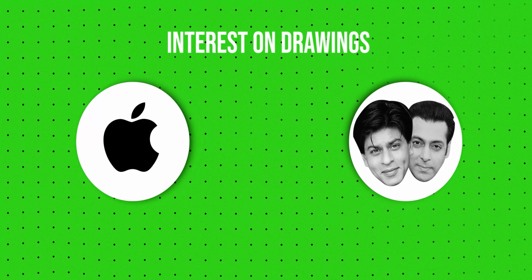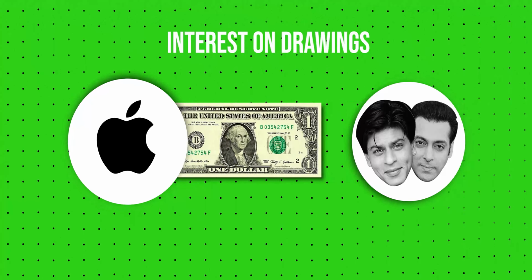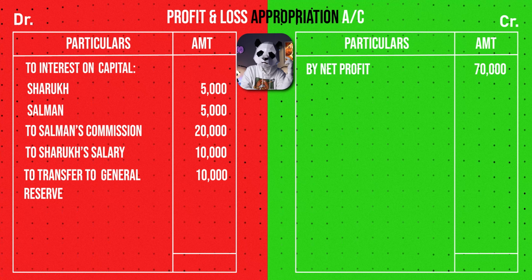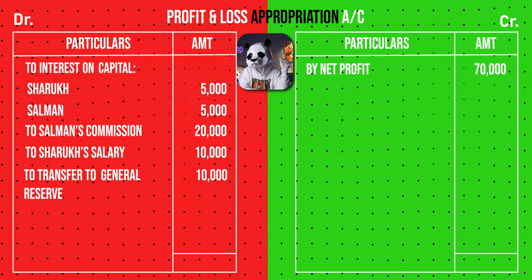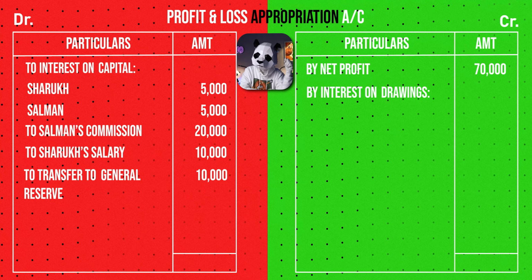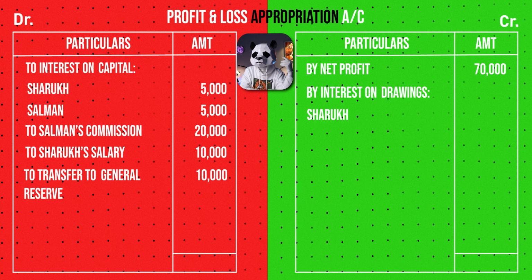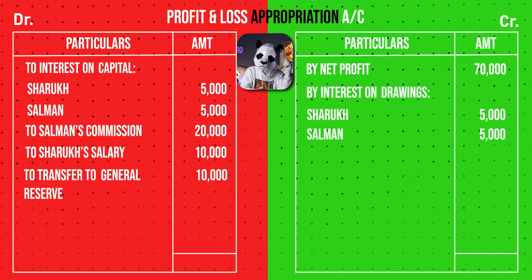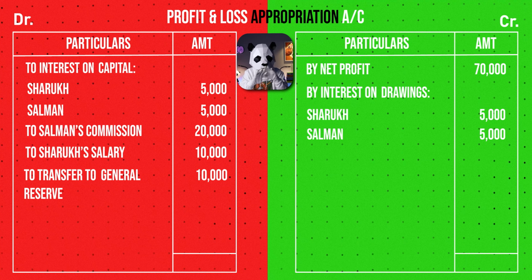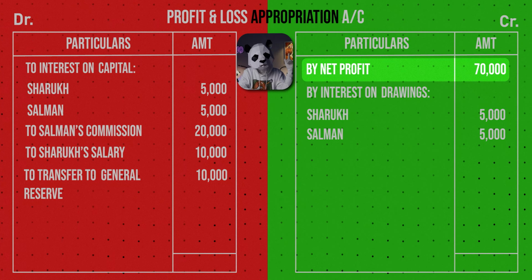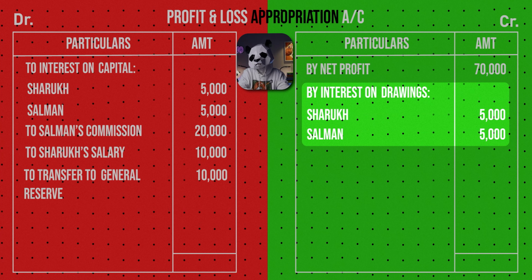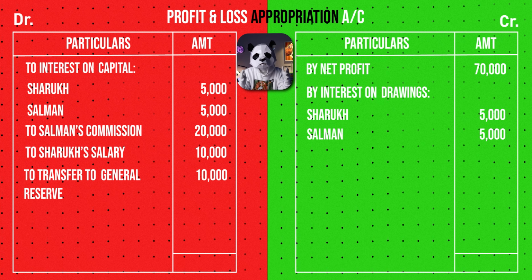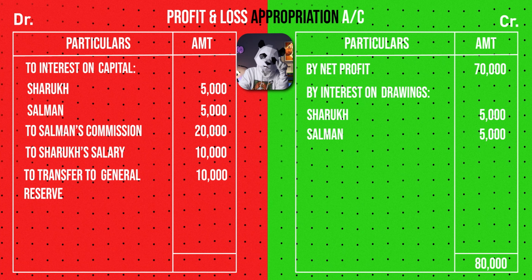And when partners pay interest on drawings, a business is making money. So on the right side of this account, it will be mentioned as by interest on drawings. And under that, Shah Rukh's interest 5,000 rupees and Salman's interest 5,000 rupees will be written. That's it. We have written all the items. Here we had net profit of 70,000 and total interest on drawings of 10,000 on the right side. So the total profit of the business is 80,000 rupees.